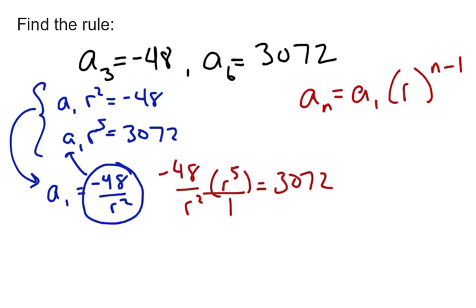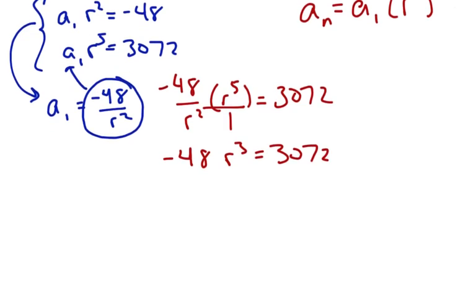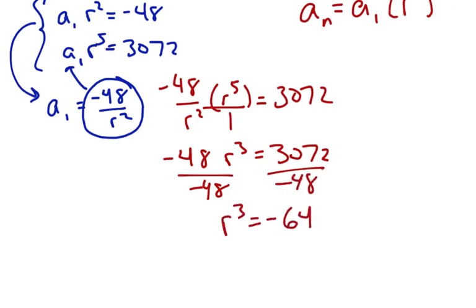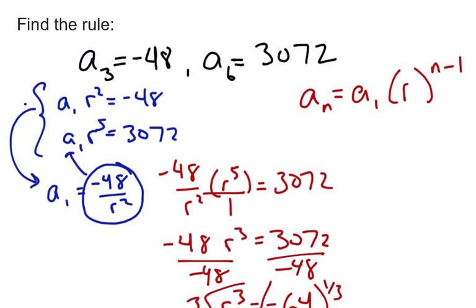Well, r to the 5th divided by r squared, that's r to the 3rd. And if we divide by negative 48, r cubed equals negative 64. And take the cube root, or that to the 1/3 power, and r equals negative 4. That means, back in our original equation here, r is equal to negative 4.